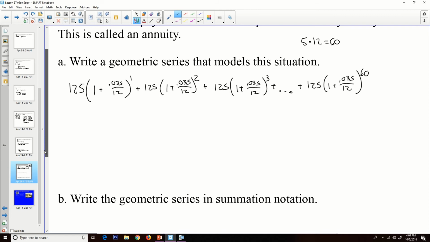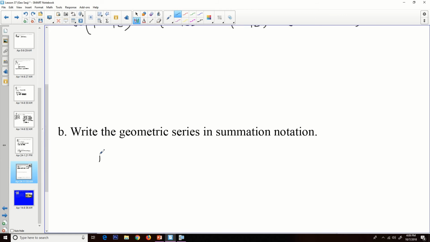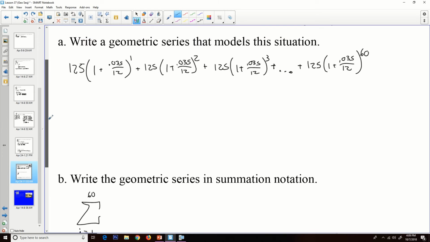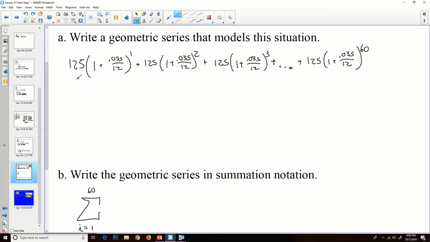Now they want us to write this series in summation notation. Okay, sum equals, let's do i this time, i equals 1. We know that there are 60 iterations of that thing. And what is the first term? Well, the first term is this entire thing right here, because the next one would just be the original term times this part right here. So this is going to look a little funky. It's going to be 125 times 1 plus 0.035 over 12. This is my a sub 1.